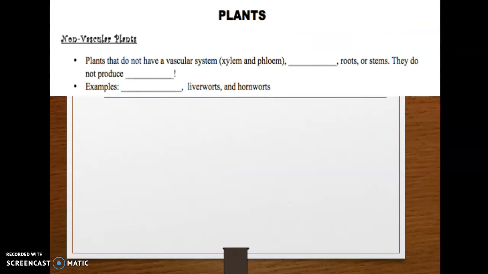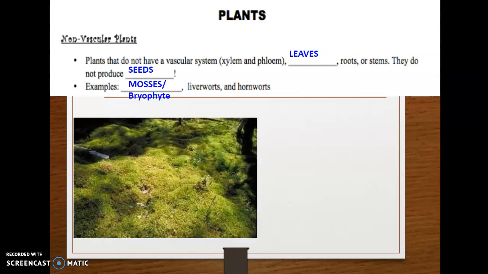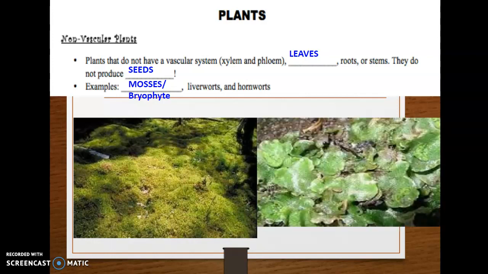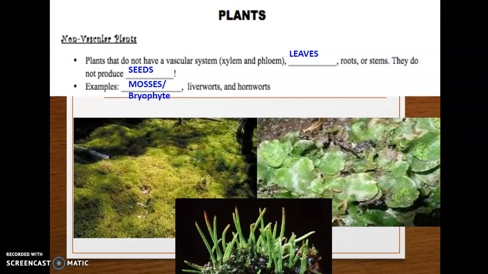So what happens to plants that don't have xylem or phloem? They also don't have leaves, and they don't produce seeds. And so the examples for these are mosses, also known as bryophytes. You'll probably see them at both, so let's go ahead and write both of them down. These are earlier plants. They grow on the ground, they don't have xylem or phloem, and they don't have leaves. So these are very, very early plants that have survived.